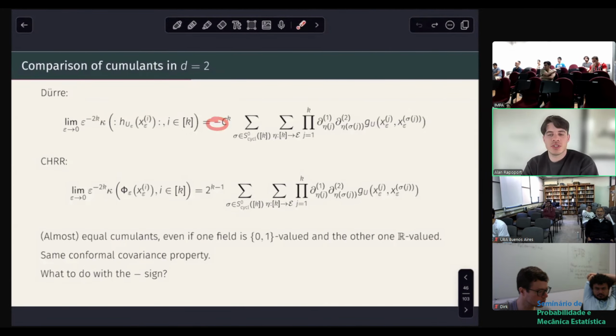But what to do with this minus sign? Because this is a minus sign. This is not minus c to the k. If this were the case, then by defining minus h, we are done. And that's it. Just take the negative of the field. So it's pretty much the same. So it's a constant times the field. But this minus is not raised to the power of k.